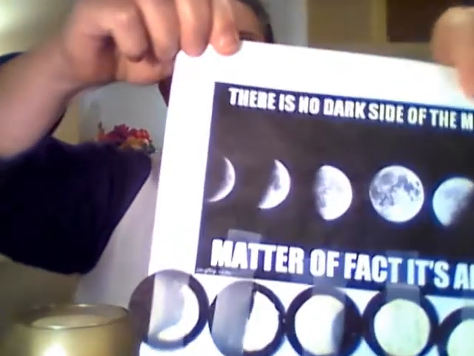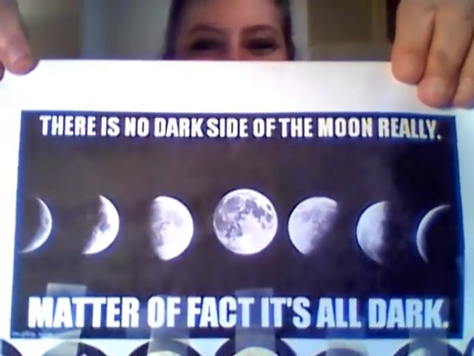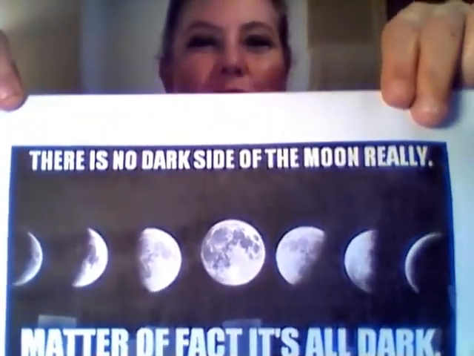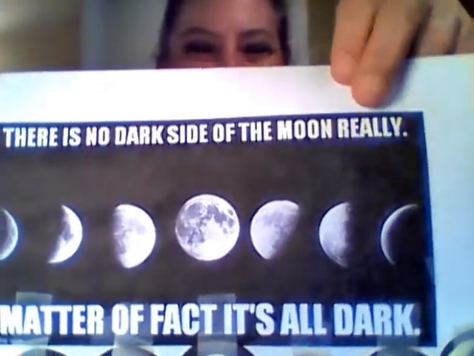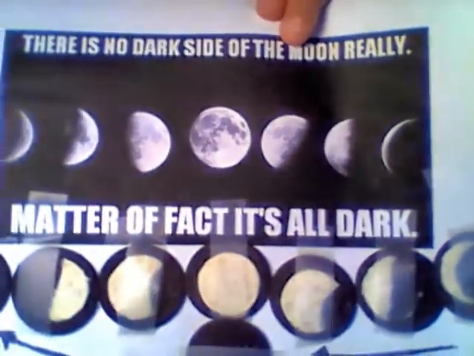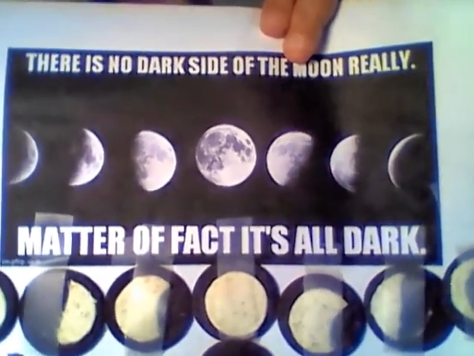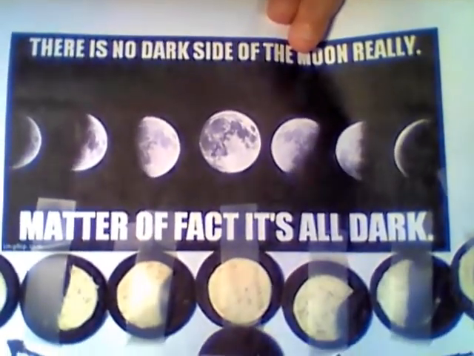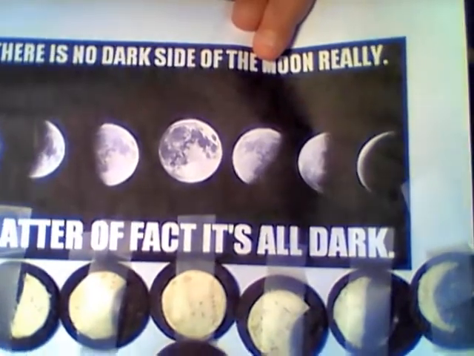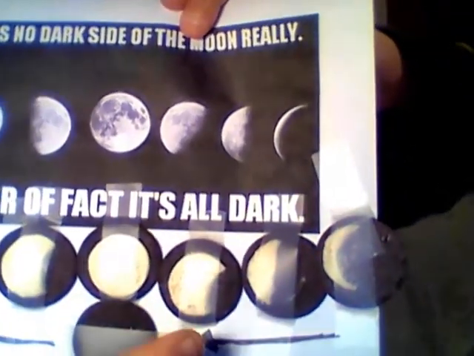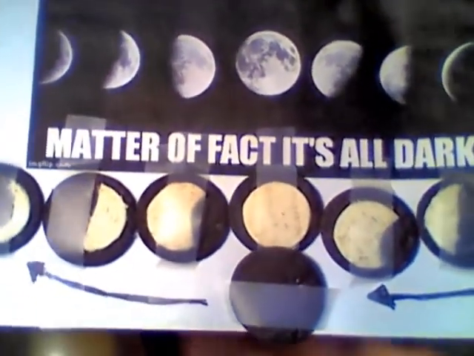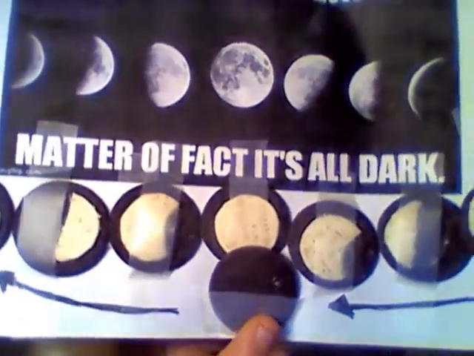Now, if you'd like an activity, I found this meme on the internet, and I just printed it. And it says, there is no dark side of the moon, really. Matter of fact, it's all dark, which is true. And we'll talk about that lyric at the end of this video. And these are cookies down below. These are just Oreos, and I scraped off the frosting. And so you can see this is your waxing crescent, first quarter, waxing gibbous, full moon, waning gibbous, third quarter, waning crescent. And then I put the new moon in to show how the whole cycle starts all over again.